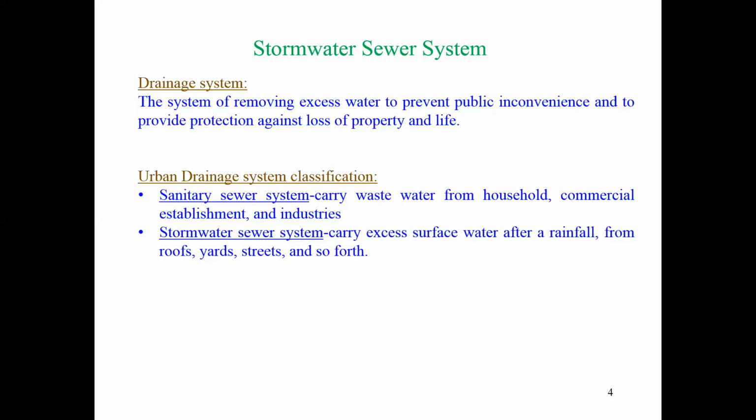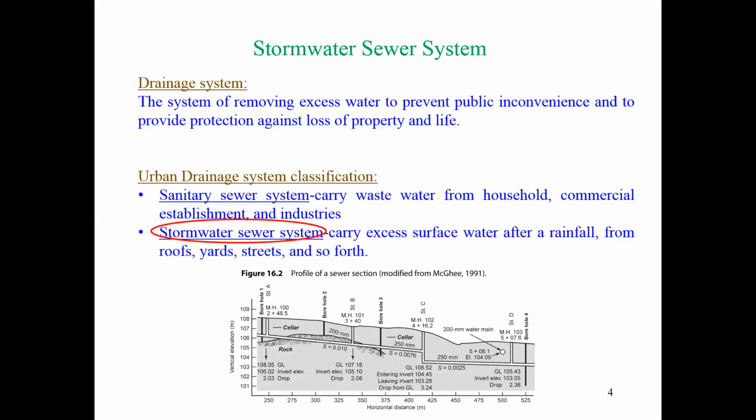One is the sanitary sewer system, which carries the wastewater from households, commercial and industrial buildings or companies. The other is the stormwater sewer system, which carries excess surface water after rainfall, basically the runoff from roofs, yards, streets, or any other surfaces. For our class, we will mainly discuss this one, and this picture will help you understand what I meant by stormwater sewer system.